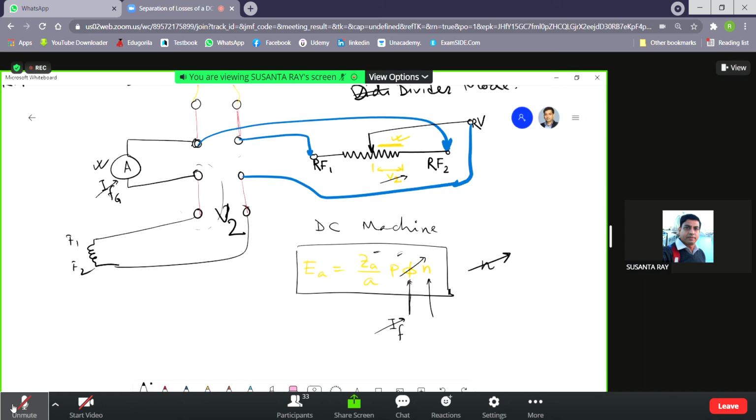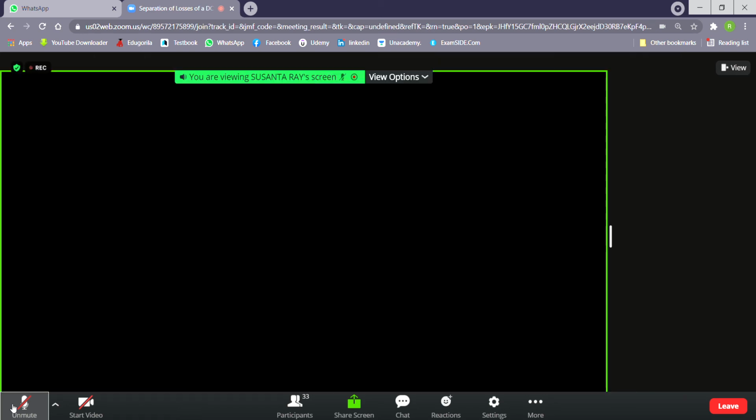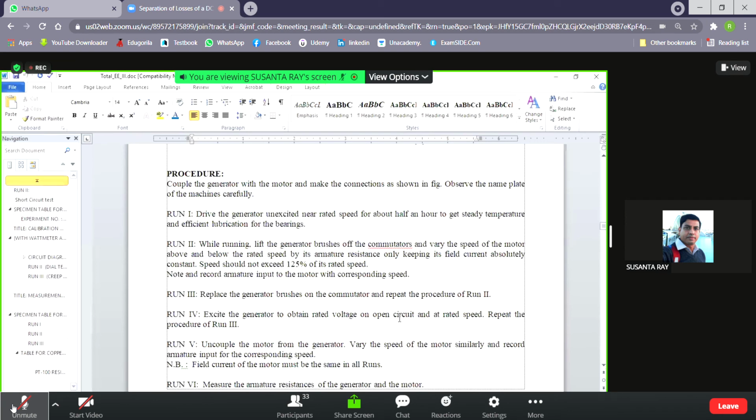Now let us see what is given in the instruction sheets. Accordingly, we have to follow. Run 3 says to repeat, and run 3 means repeating run 2. See what is said in run 2. The speed of the motor you have to vary. So see these points.